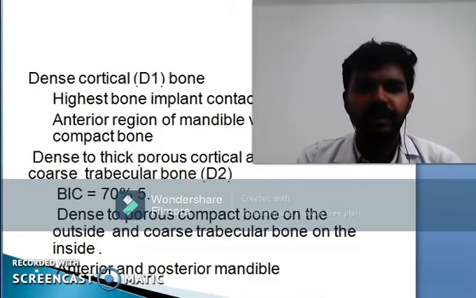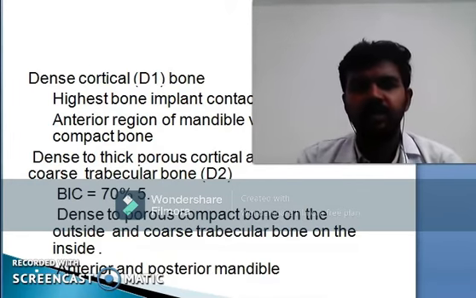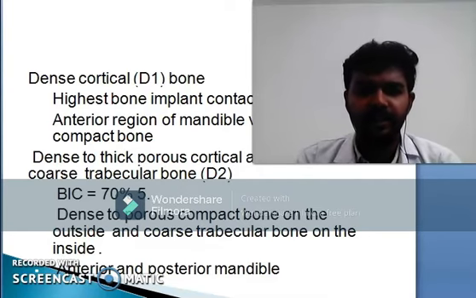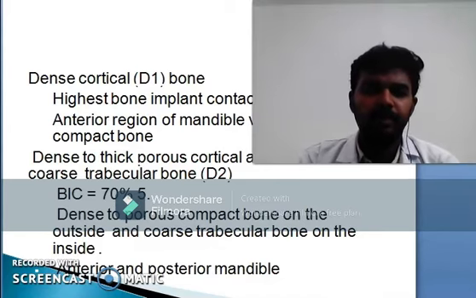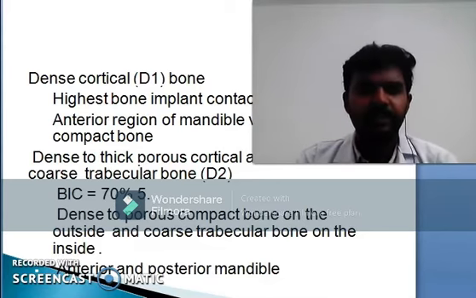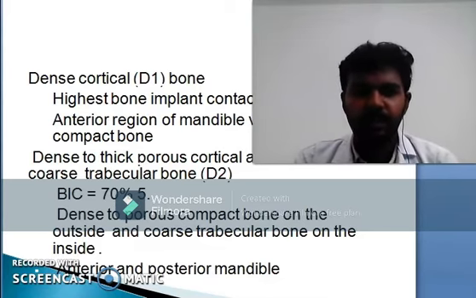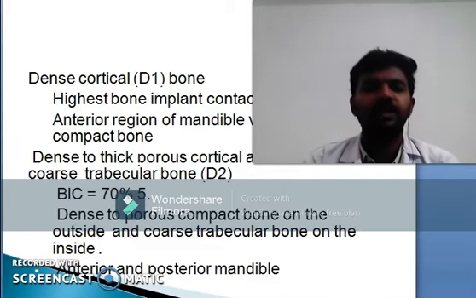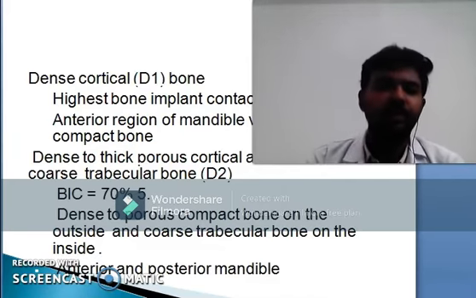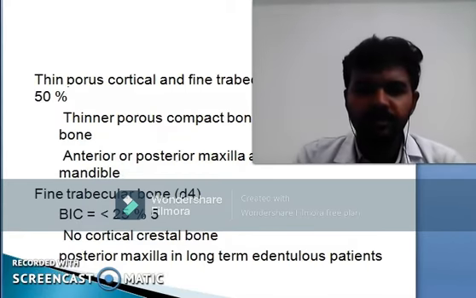D1 is a dense cortical bone. The highest bone-to-implant contact can be present. It is found in the anterior region of the mandible, very dense compact bone. Dense to thick porous cortical bone and coarse trabecular bone is D2 bone, in which there would be a bone-to-implant contact of nearly about 70%. Dense to porous compact bone on the outside and coarse trabecular bone on the inside is present. The anterior and the posterior mandible will usually have a D2 type of bone.